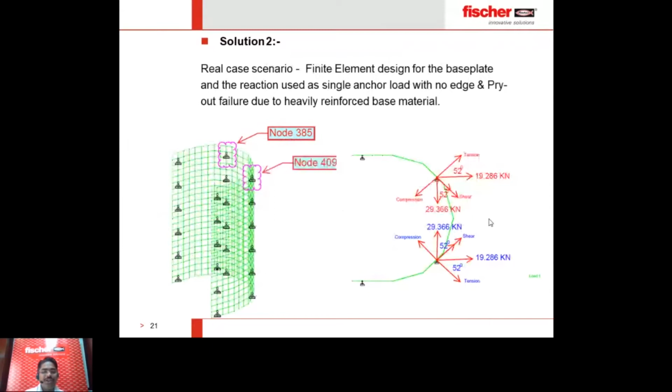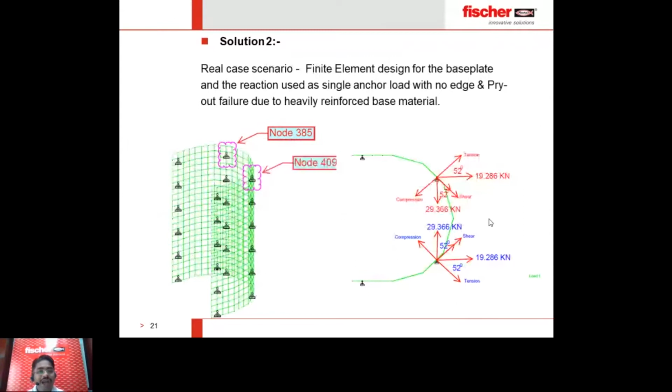Now, when we put the load on the finite element design for the base plate, we found some load coming on the anchor. This anchor load, how we took every anchor load and did the design for a single anchor? Why did I do the design for a single anchor?